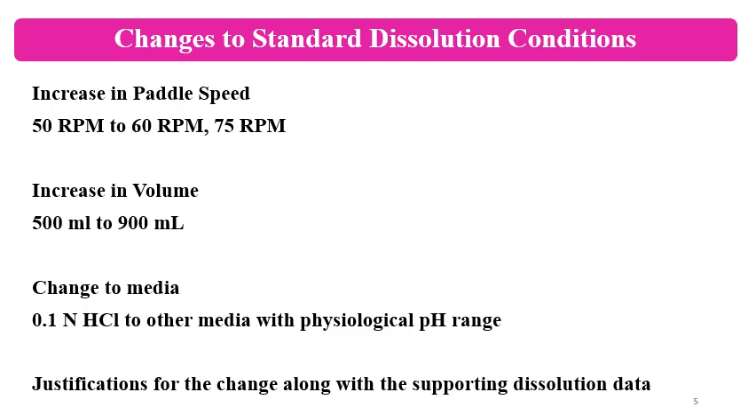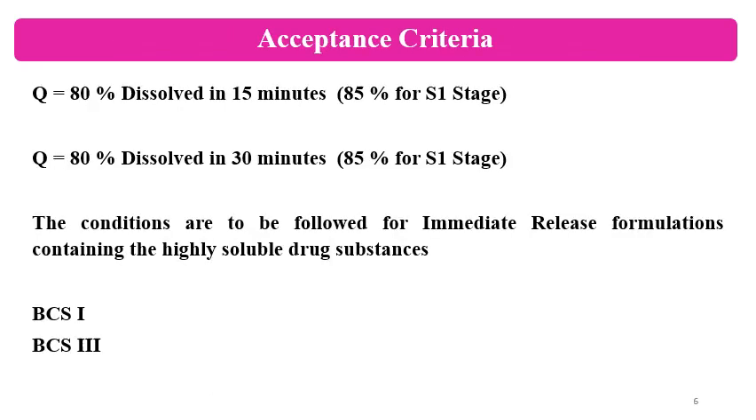This is just an example, but all the justifications should be given with adequate supporting data, and without data, only theoretical justifications will not be acceptable to the regulatory authorities. So justification for the change along with supporting dissolution data is always required. Data should be there with stability batches. Data should be there with formulations with meaningful variation in the CMAs and CPPs.